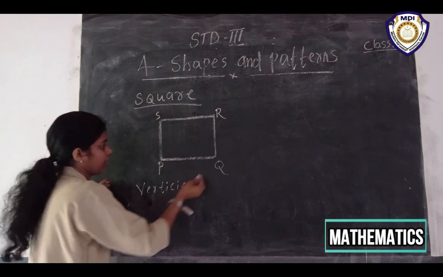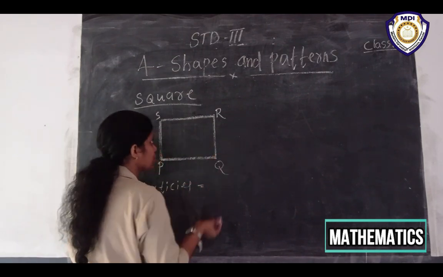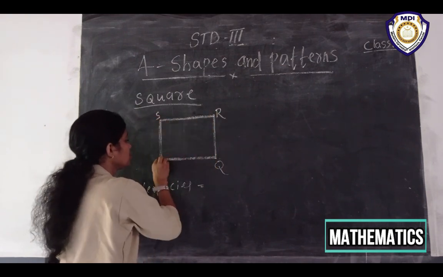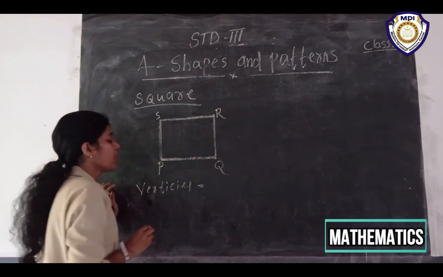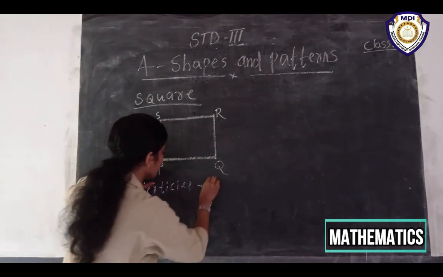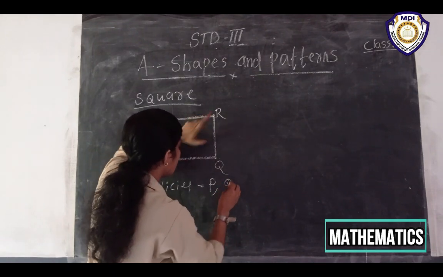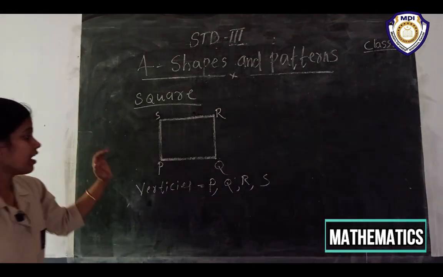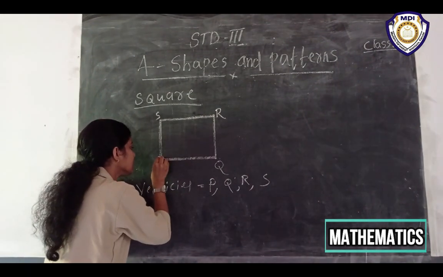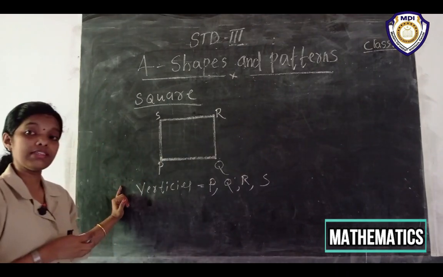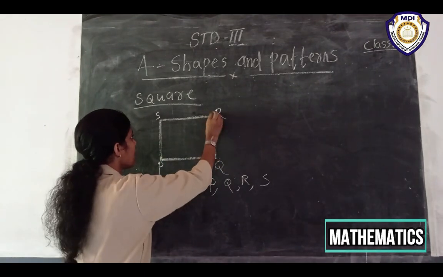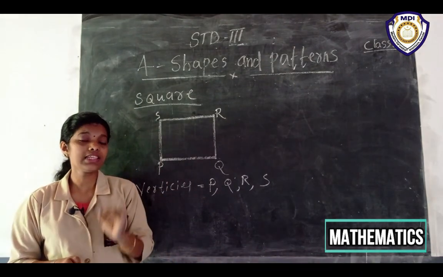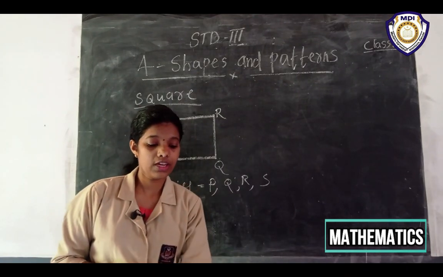This one is P and this one Q and this is R and this, 1, 2, 3 and 4. 4 vertices: P, Q, R, S. Vertices എന്ന് പറഞ്ഞാൽ എന്താണ്? അരിക് അല്ലേ? ഇതിൻ്റെ ഈ അരിക് അല്ലേ? ഇതിനെയാണ് വെർട്ടിസൈസ് എന്ന് പറയുന്നത്. P, Q, R, S. Square has 4 vertices.